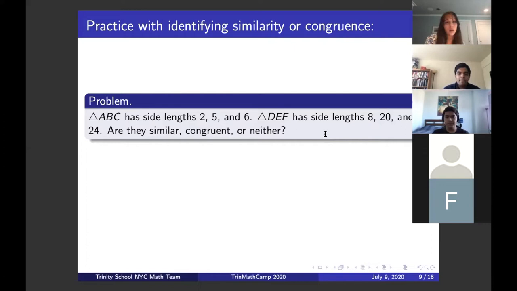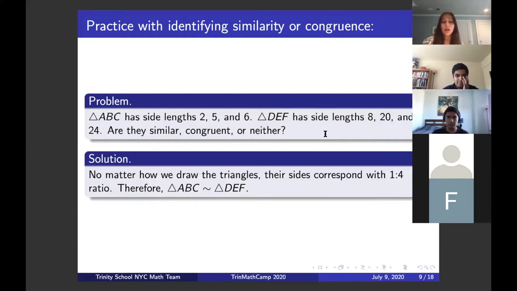Exactly. So let's talk. If we drew these triangles, we'd have a triangle with side lengths 2, 5, and 6, and another with 8, 20, and 24. Right off the bat, we know they're not congruent. There's no way a triangle with side lengths 2, 5, and 6 is the same as the triangle with 8, 20, and 24.